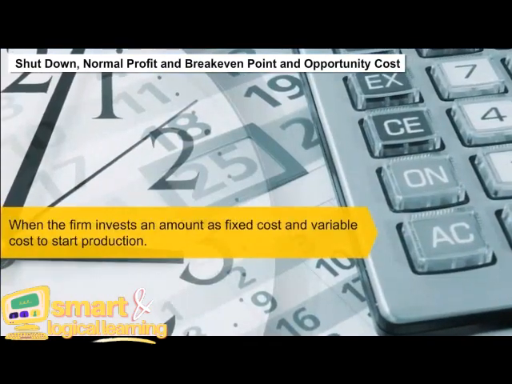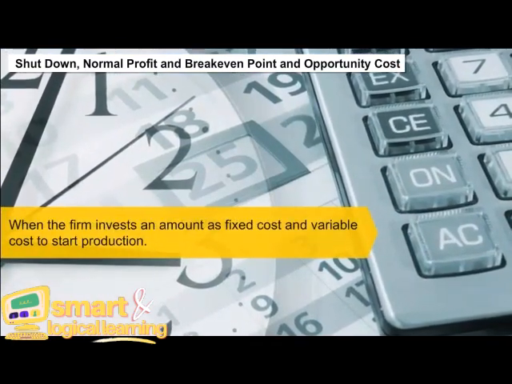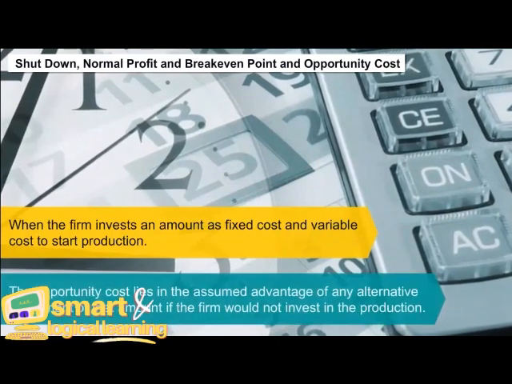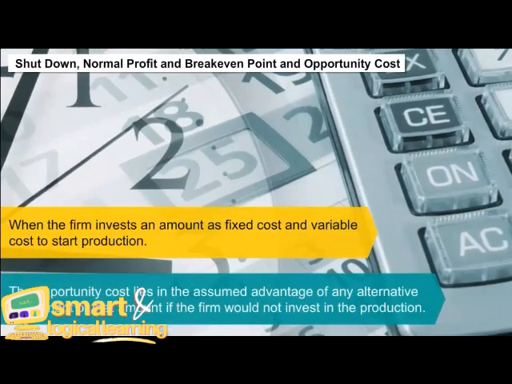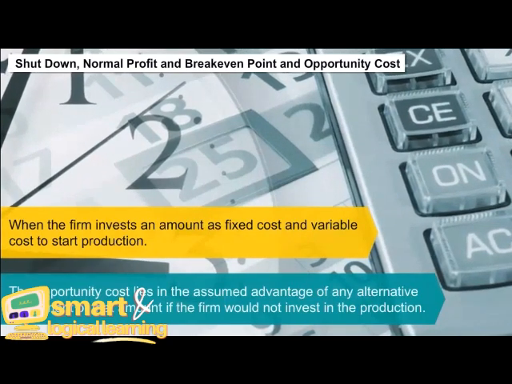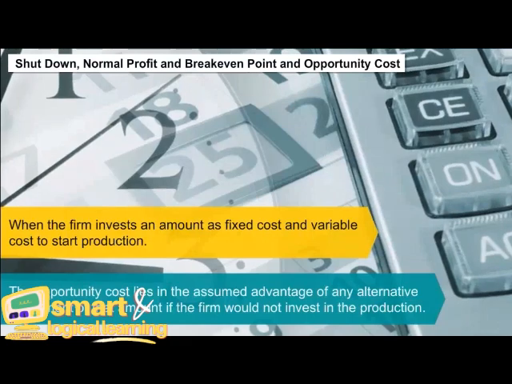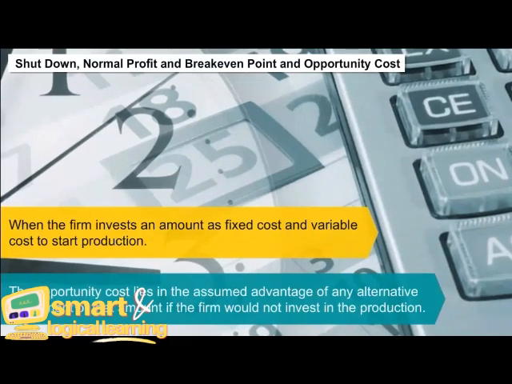When the firm invests an amount as fixed cost and variable cost to start production, the opportunity cost lies in the assumed advantage of any alternative investment of that amount if the firm would not invest in the production.